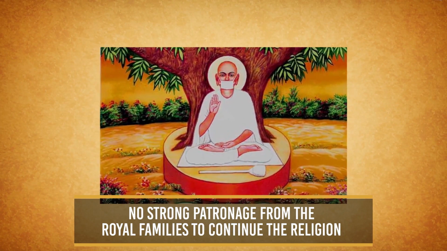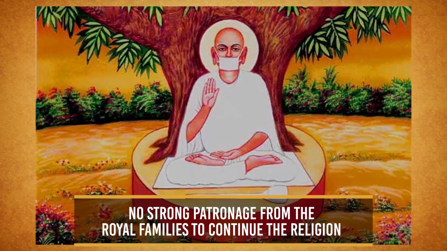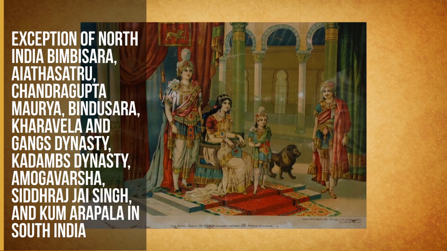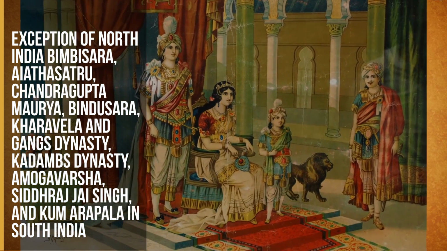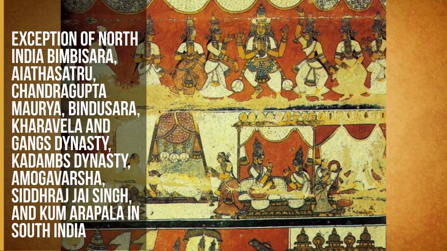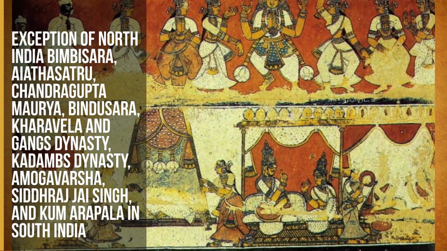There was no strong patronage from the royal families to continue the religion, with the exception of North India's Bimbisara, Ajatashatru, Chandragupta Maurya, Bindusara, Kharavela, and the Kanga dynasty, Kadamba dynasty, Amoghavarsha, Siddharaja Jayasimha, and Kumarapala in South India.